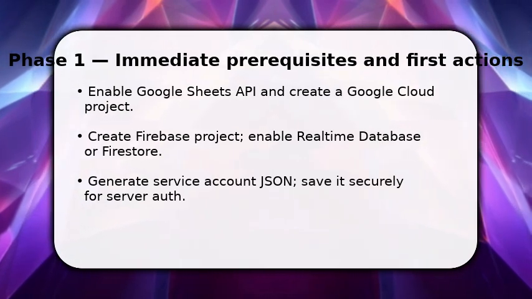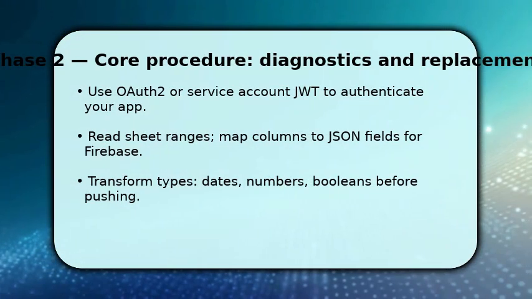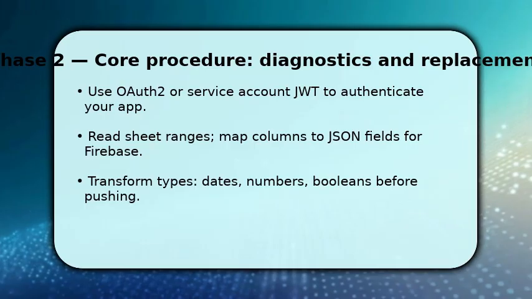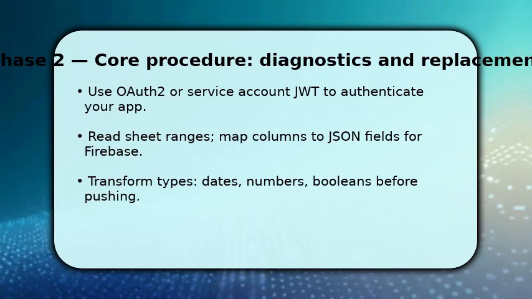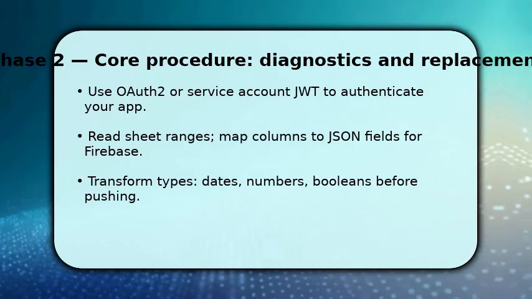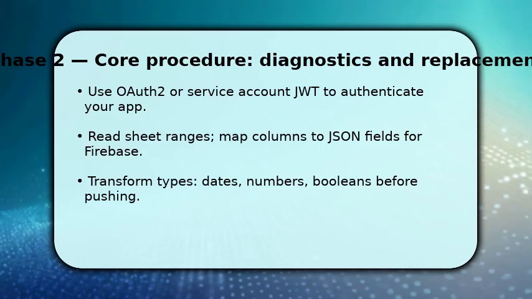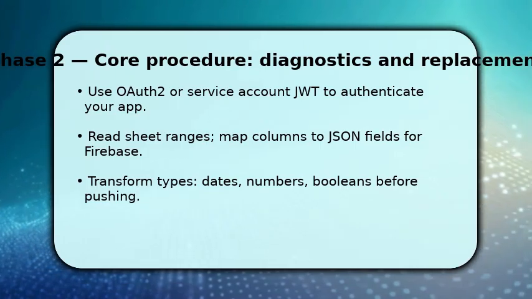You now authenticate. Use the service account JSON to obtain a JWT token or set up OAuth 2 if end-user consent is required. Then, read the target sheet ranges with the Sheets API and parse rows into objects. Map column headers to Firebase field names.